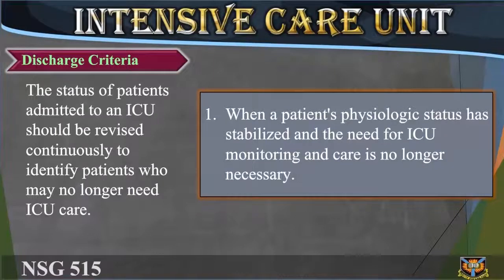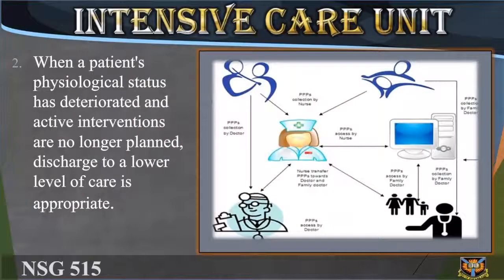Discharge criteria. The status of patients admitted to an ICU should be revised continuously to identify patients who may no longer need ICU care. When the patient's physiologic status is stabilized and the need for ICU monitoring and care is no longer necessary, or when a patient's physiological status has deteriorated and active interventions are no longer planned, discharge to a lower level of care is appropriate.